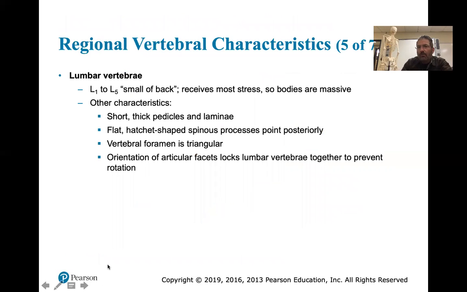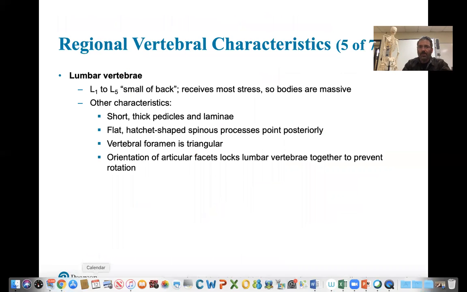So lumbar vertebrae, these are going to be the ones that are bearing all that weight. So that's got to be like L5. I think it's massive. So L1 through L5 is your lumbar. The bodies are massive because remember, they're holding all of that weight. That's superior, inferior. All right, and this is the part that usually gets misaligned or something going on.